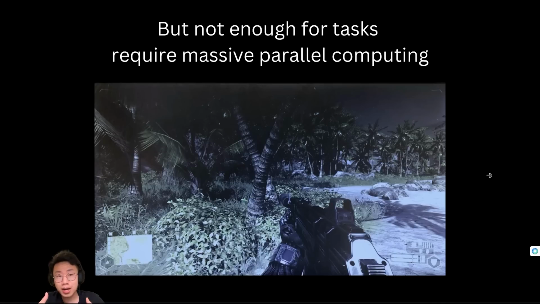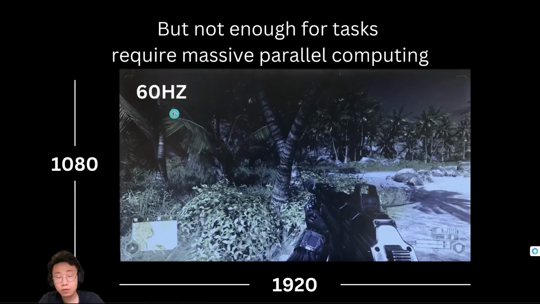However, when it comes to tasks that require massive parallel computing, the CPU is not enough. If you're playing a game at 60 Hz with 1920 by 1080 resolution, in every frame there are more than 2 million pixels that need to be calculated and computed. So even though the CPU is fast, it's not enough. And that is where the GPU comes in.